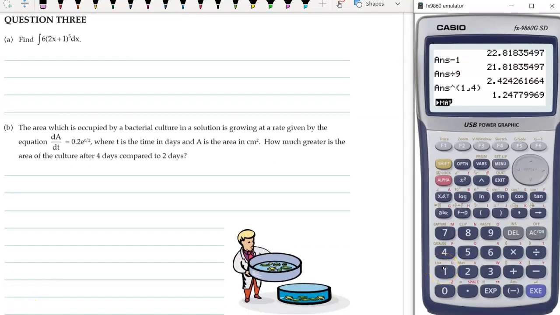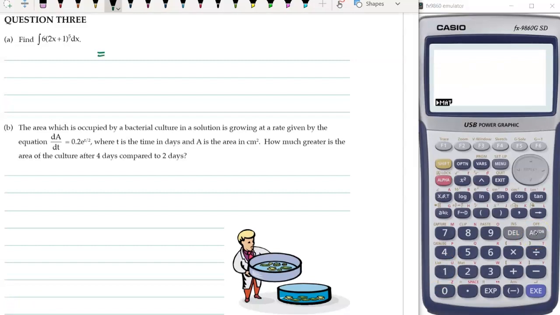For question 3a, we have a reverse chain rule here. So we will increase the power by 1, which gives us a 6. We divide through by the new power, so 6 divided by 6 is going to be 1, but we also need to divide through by the derivative of the inside, so overall we'll have a half at the front there.